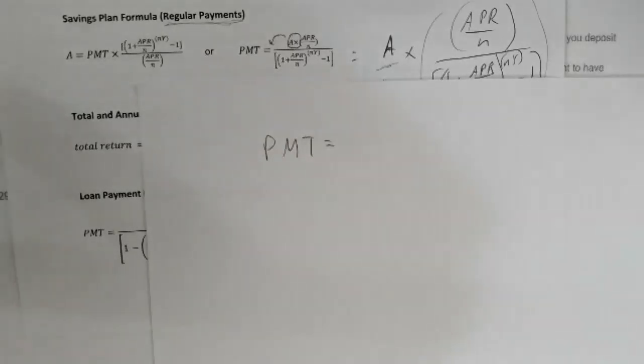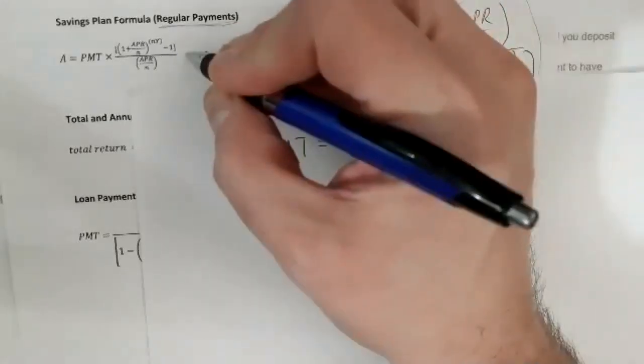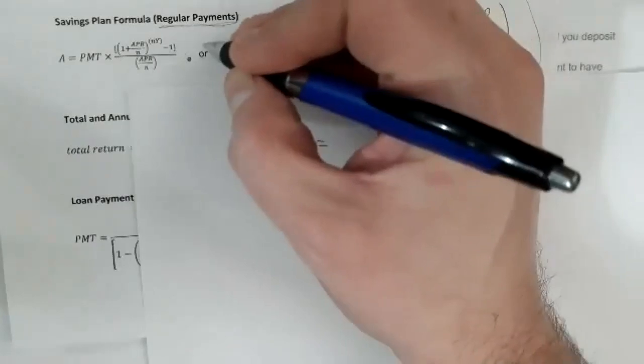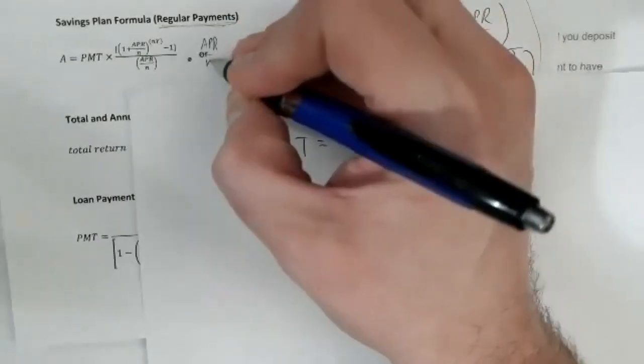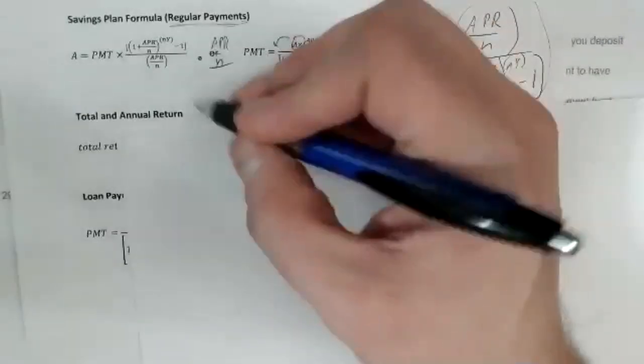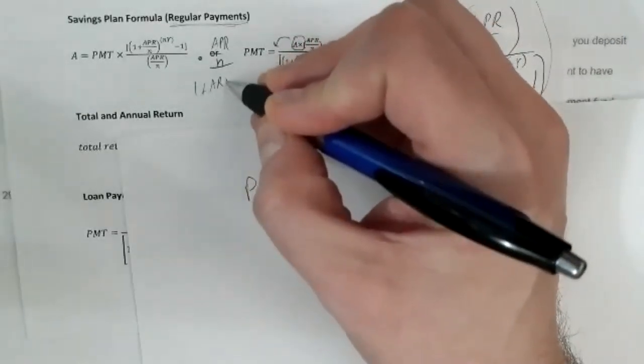So in order to do this, what essentially we're doing is we're multiplying by the reciprocal of this thing here, right? If we multiply by the reciprocal, like APR over N, it's going to get really messy, and I'm trying not to write. APR over N over that big junk, one plus APR over N.